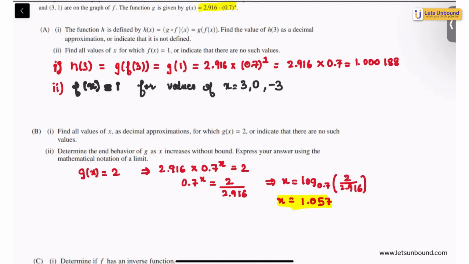Now let's look at the next part. It says determine the end behavior of g as x increases without bound. Express your answer using the mathematical notation of a limit. So we will now need to use our graphing calculator to look at the function g(x), which is 2.916 into 0.7 to the power x. Let's just go back to our graphing calculators.